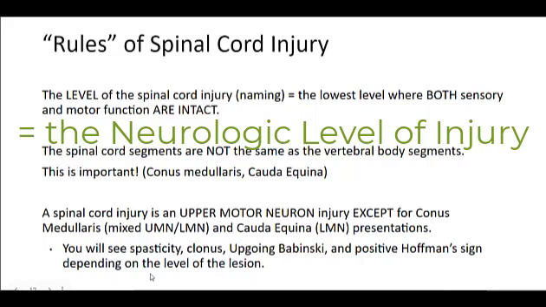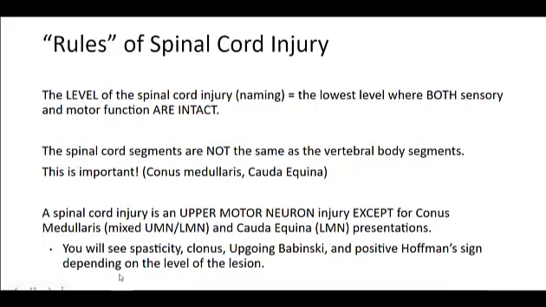Spinal cord injury is an upper motor neuron injury, and so you're going to see spasticity, clonus, upgoing Babinski, and positive Hoffman's depending on that level of the lesion. And so that's where you're going to rely on some of those examination techniques to help differentiate that, especially in some of those presentations that weren't caused by a traumatic lesion. Okay? Gentle reminder then that the conus medullaris is a mixed upper motor neuron and lower motor neuron injury, and the cauda equina is a lower motor neuron injury.